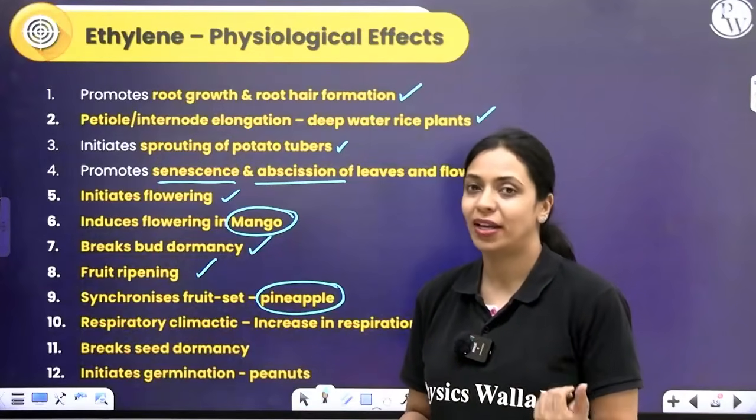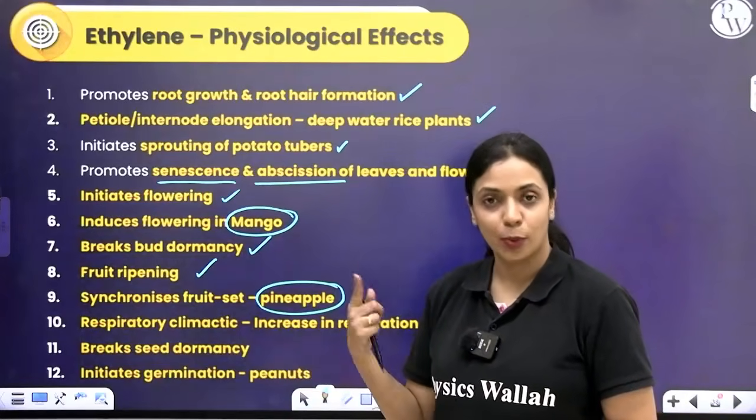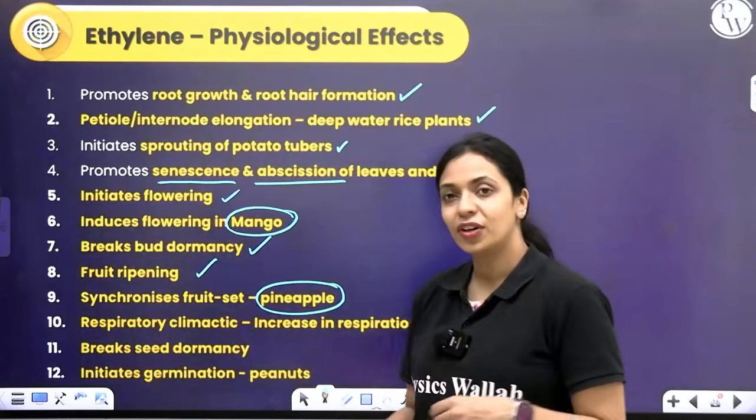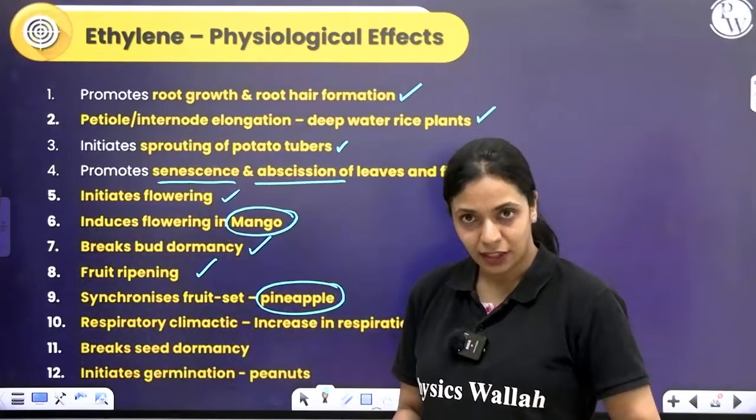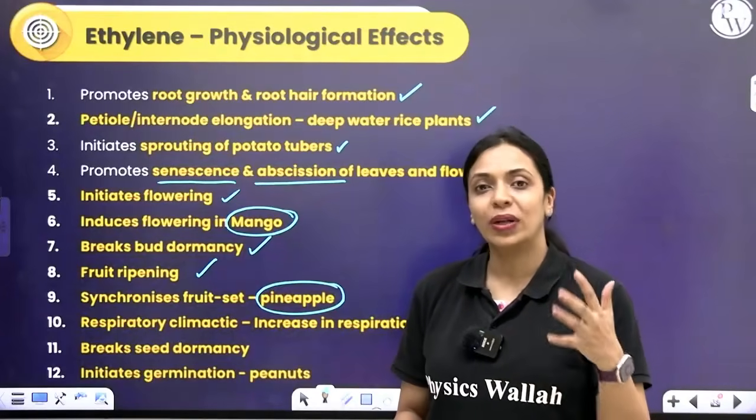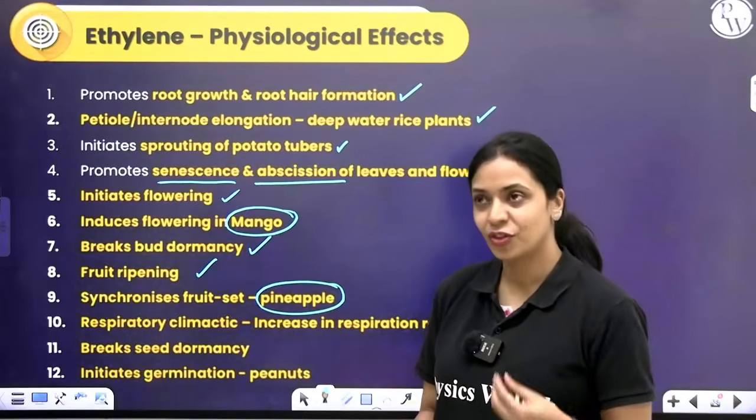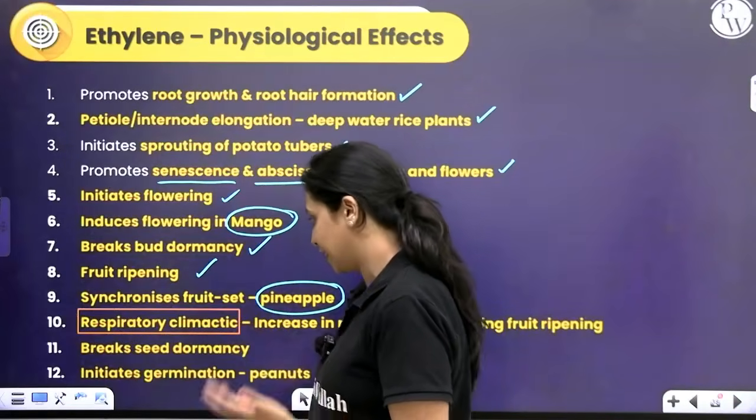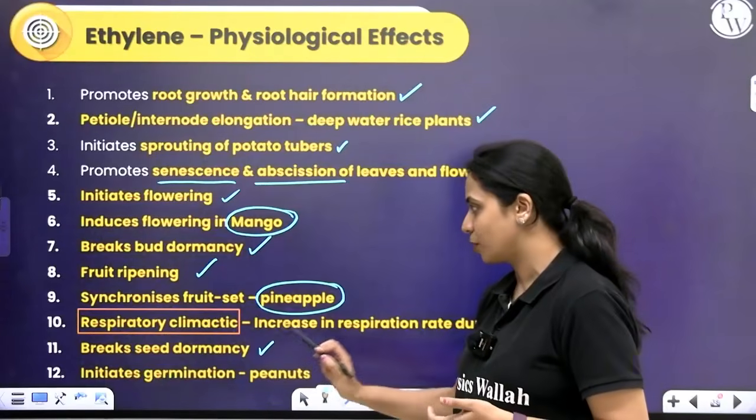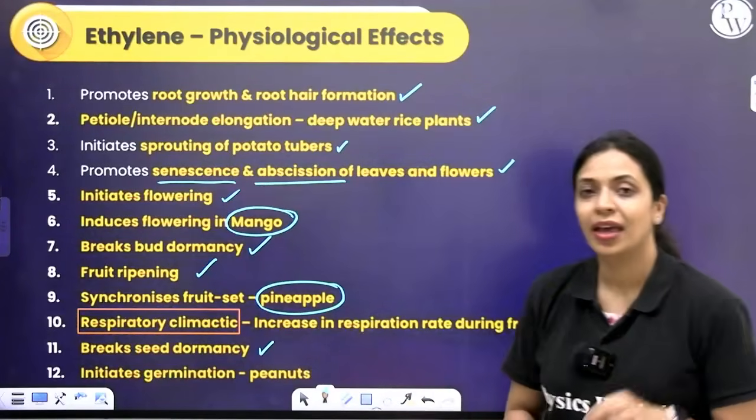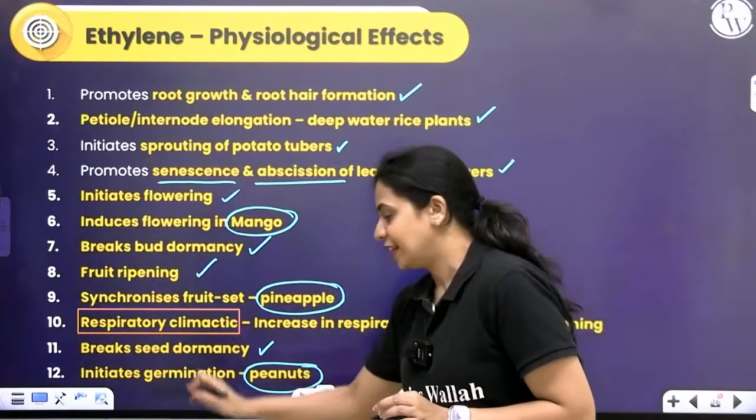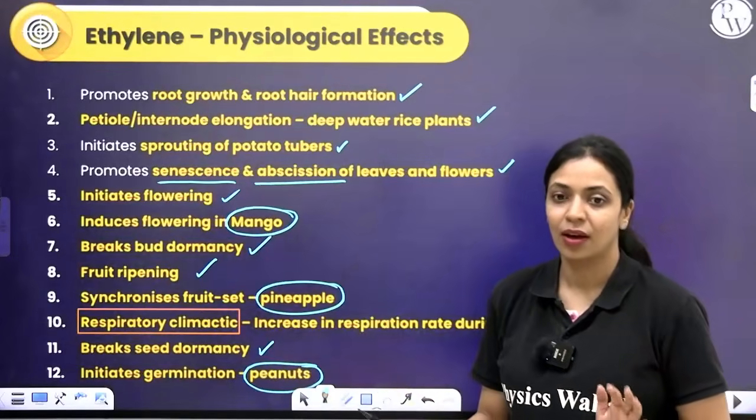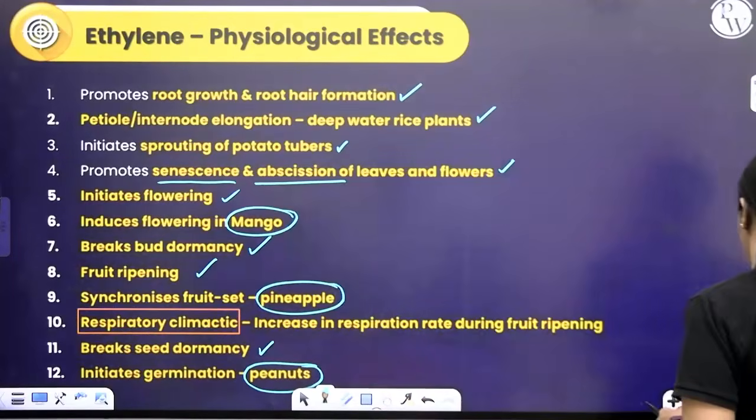Remember, for pineapple you have two examples. One is auxin, which promotes flowering in pineapple. This ethylene synchronizes fruit set in pineapple. Then whenever a fruit is ripening, in certain fruits the respiratory rate will increase as they ripen and they will enter a phase called respiratory climacteric. The cause for that is ethylene itself. It breaks bud dormancy, and it breaks seed dormancy also. In peanuts, it initiates germination. Breaking dormancy means initiating germination only. So these are some of the physiological effects of ethylene.